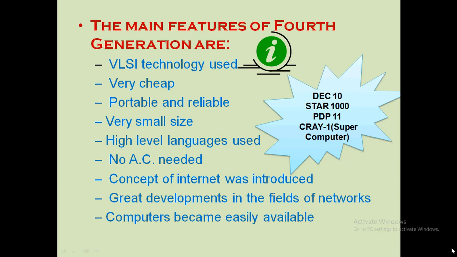and great developments happened in the field of networking also. Computers became very easily available from the fourth generation onwards. If you talk about the examples, DEC 10, Star 1000, PDP 11, and the Cray 1 supercomputer was also developed in the era of the fourth generation. So these are the main features of fourth generation computers. I hope you understand it.